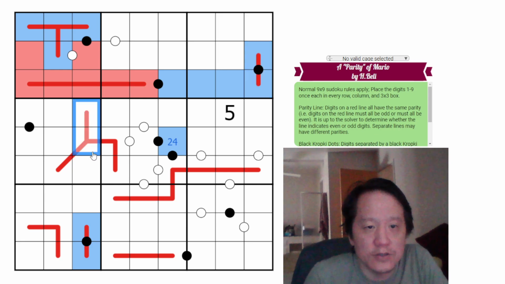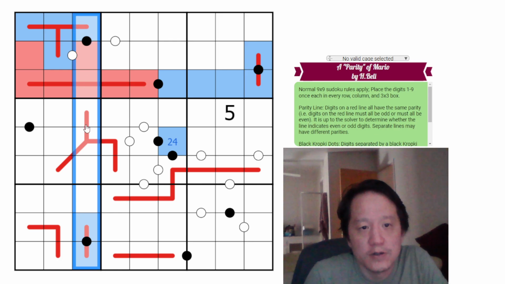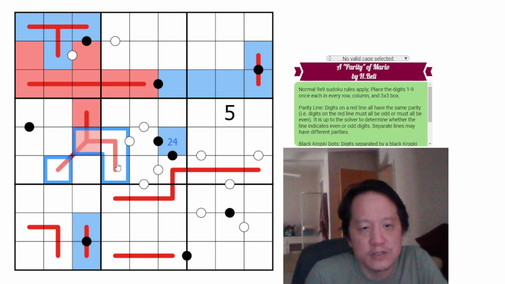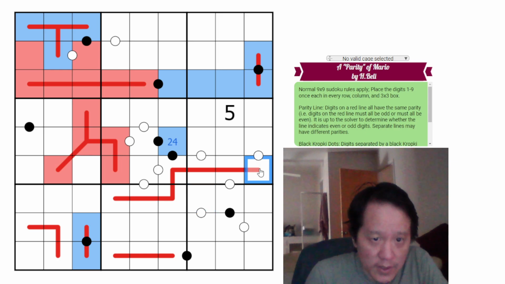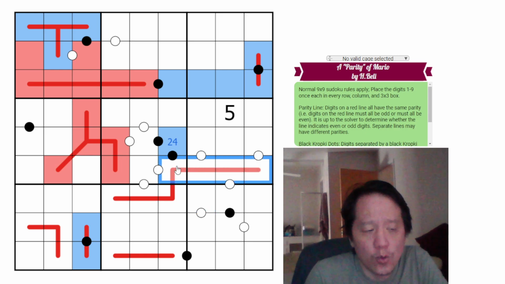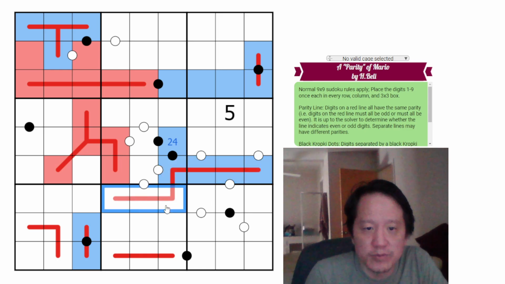This cannot be 2 evens because we already have 3 evens in this column. So these both have to be odd. So this is odd, which means all of these are odd. This cannot be 4 odd digits because we already have 2 odd digits in the same row. So these have to be even. So all of these are even, which means all of these are even. Since there are 3 evens here, this cannot be 3 evens, so this has to be 3 odds.